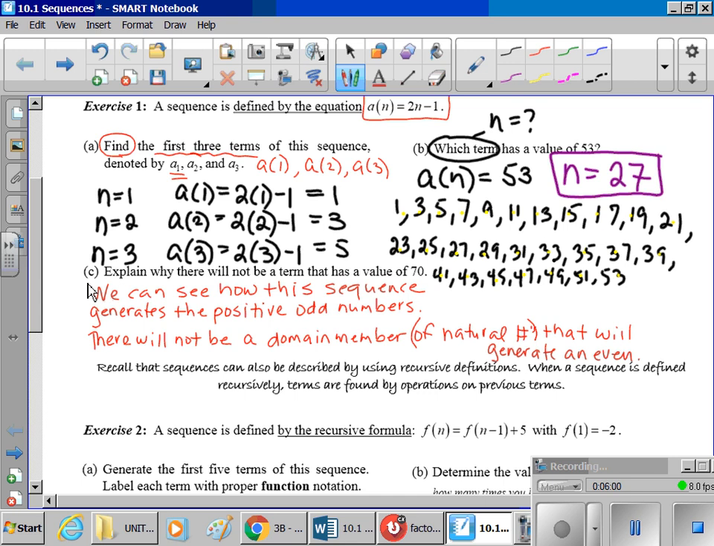All right, so make sure if it says explain, don't leave any rock unturned. Make sure you are explaining everything that you possibly can.